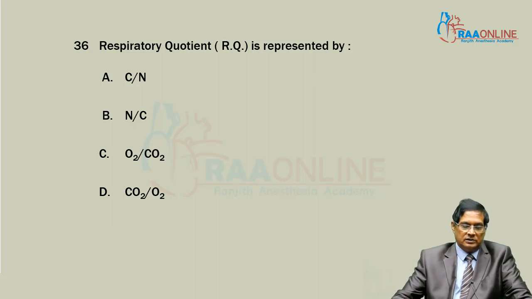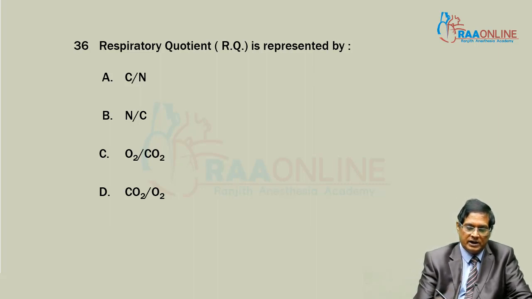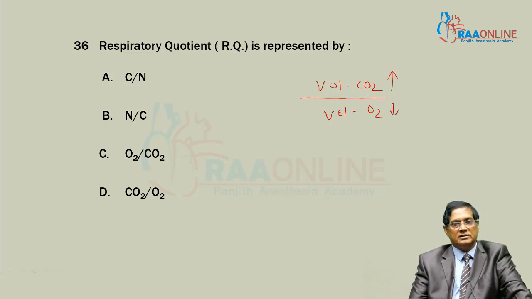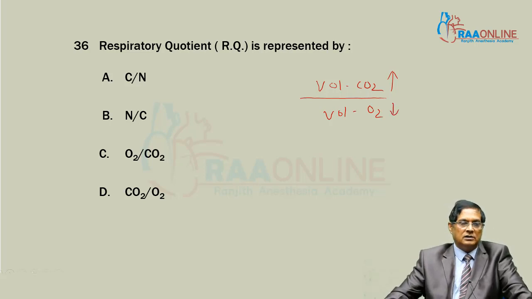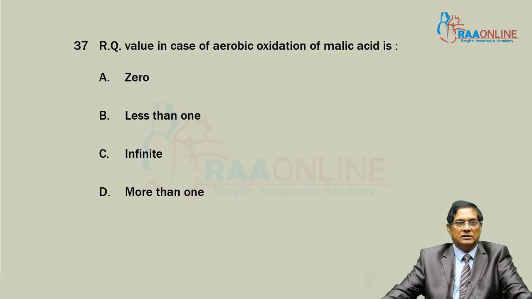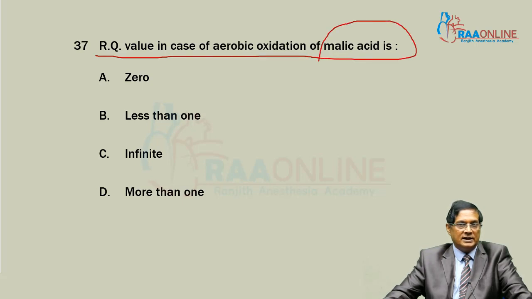Then RQ, a direct question. RQ, the respiratory quotient, is the volume of carbon dioxide evolved in respiration upon the volume of oxygen taken in. This ratio is known as RQ. It depends on the respiratory substrate and the condition of oxidation. For example, question number 37: the RQ value in case of aerobic oxidation of malic acid.